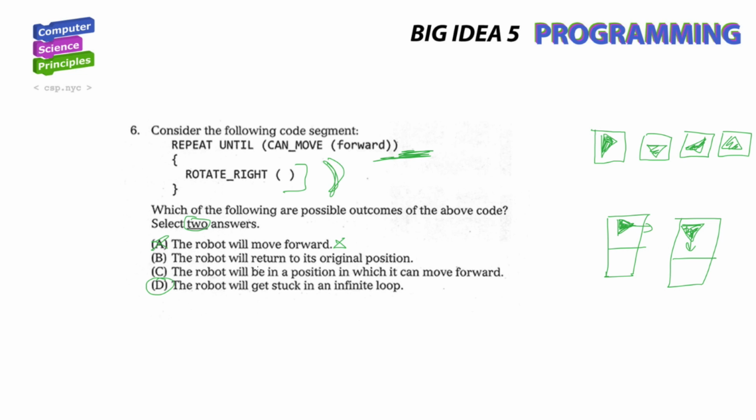So C, the robot will be in a position in which it can move forward. Well, currently in this very final grid, it is in a position to move forward. So therefore the answers for 6 are C and D.